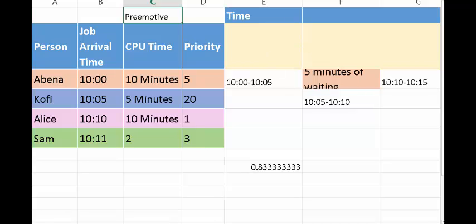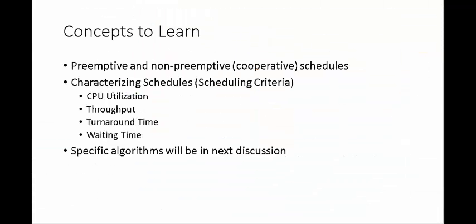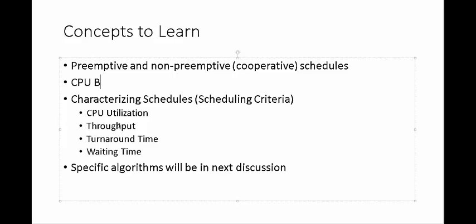Right? So I'm hoping that with this example, you've seen the concepts, right? That is CPU utilization, throughput, turnaround time, waiting time. We've also spent a lot of time talking about preemptive and non-preemptive. Along the way, we talked about CPU bound and IO bound. If you hear the term, you should know what that means. All right, so that's the end of this.